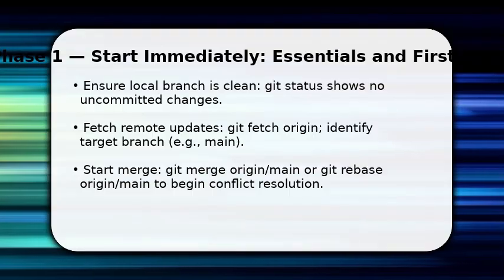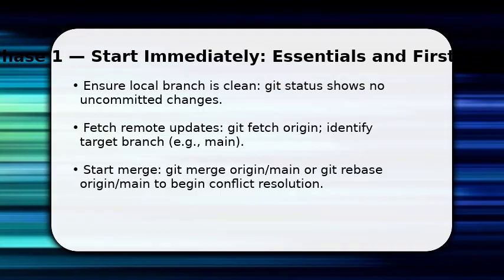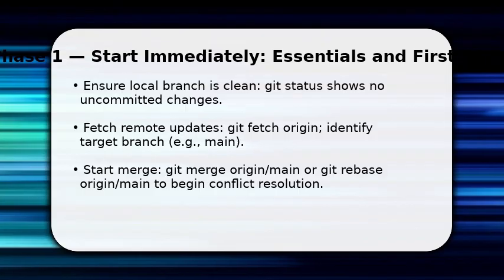You start by making sure your working tree is clean. Commit or stash any local changes so you have a safe baseline. Next, fetch the remote refs with git fetch origin, then decide whether to merge or rebase. Use git merge origin/main to integrate or git rebase origin/main to replay commits.